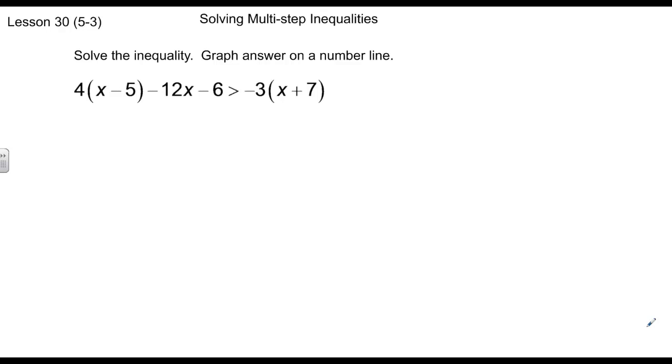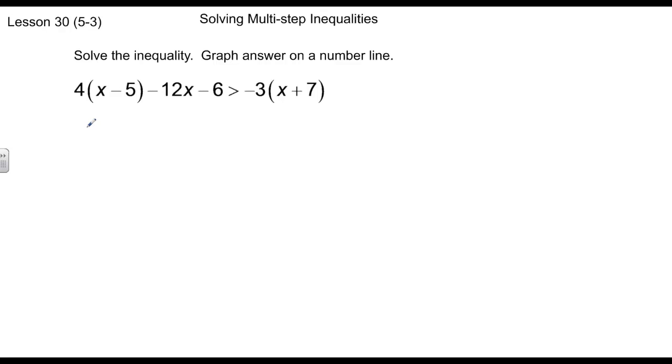So today we're going to get more involved with some inequalities. We're going to go to a multi-step inequality, just like we did with multi-step equations. You're going to have to do more than just add or subtract to one side. You're going to have to do a combination of both to get the problem done. So let's go through and do this.